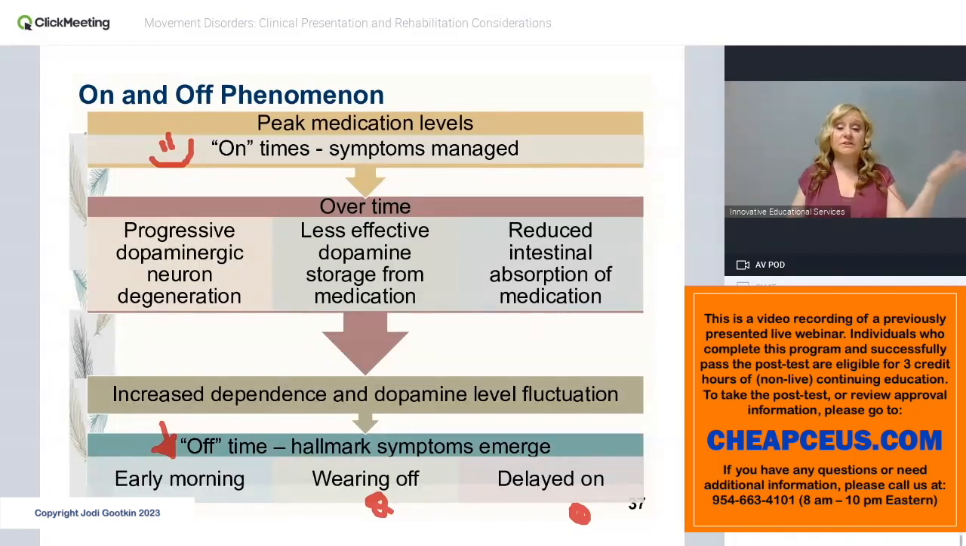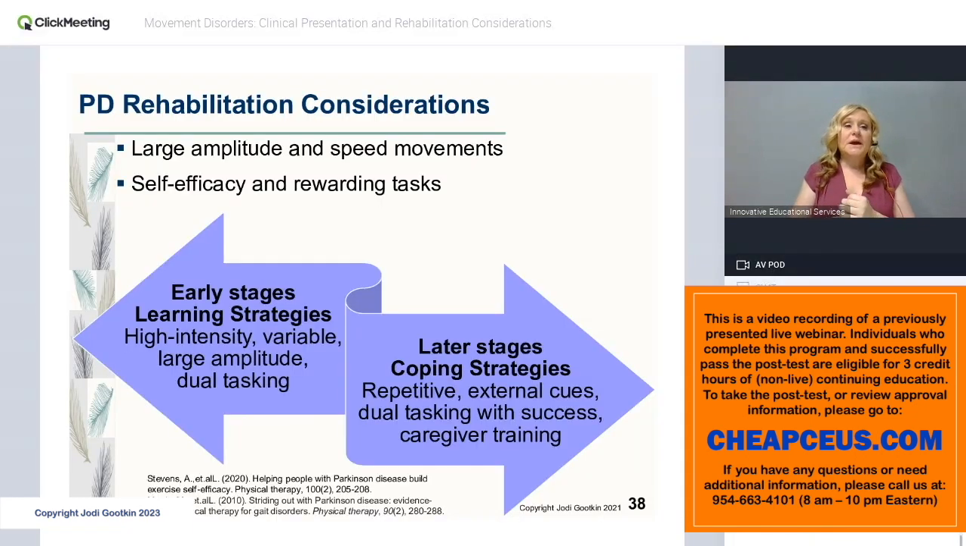And use a scale that's going to assess that also, and some of the ones we discussed do. As we look at overall rehab considerations for our patients with Parkinson's disease, at different stages of the disease process, our focus may shift a little bit. We're going with large amplitude and speed of movements all the time because their tendency is to go slow and small. So we want to encourage more of the opposite.